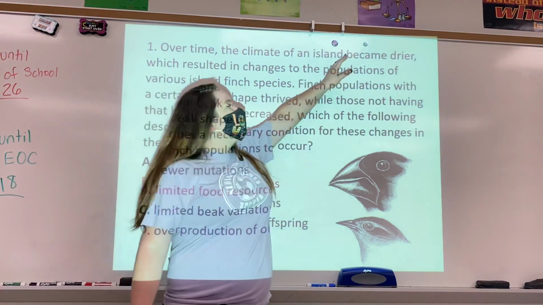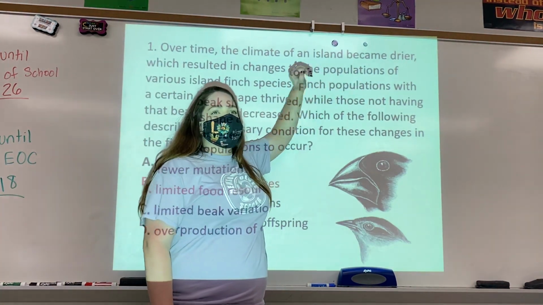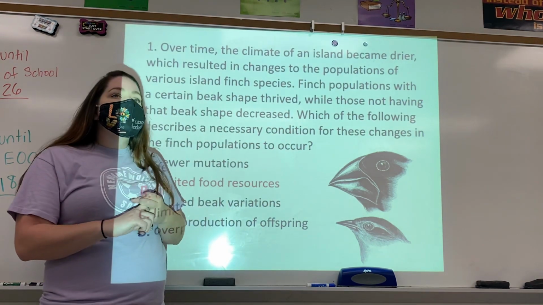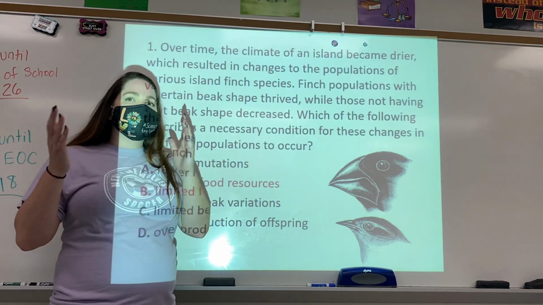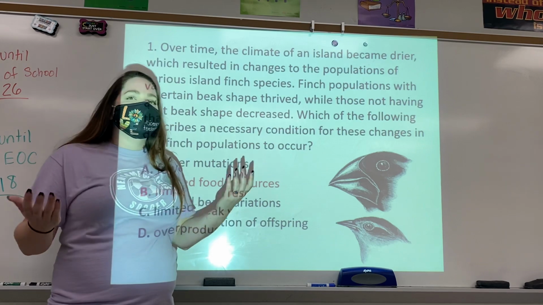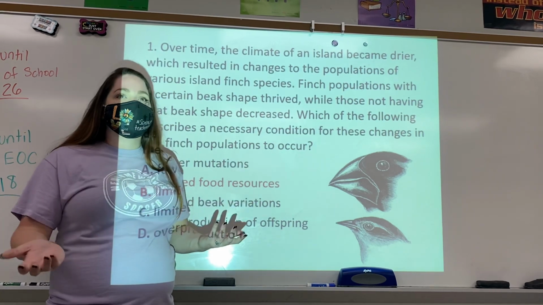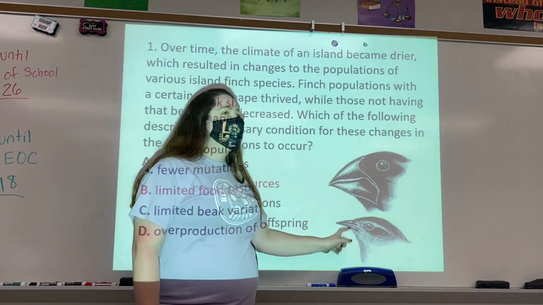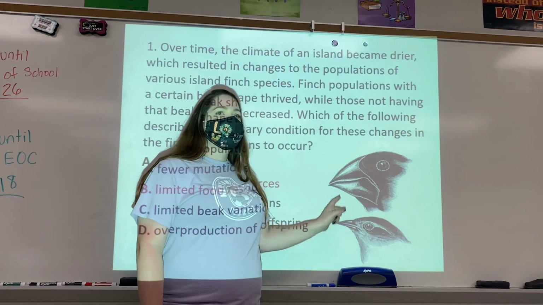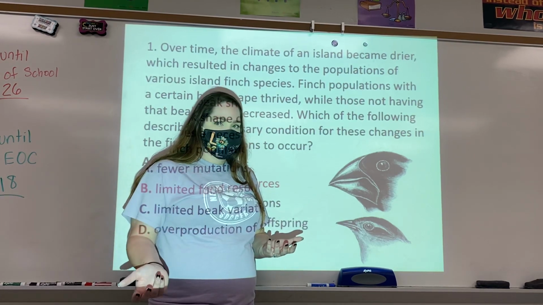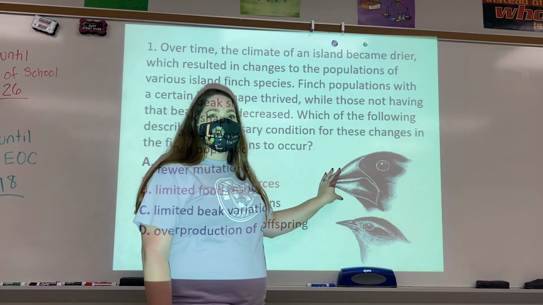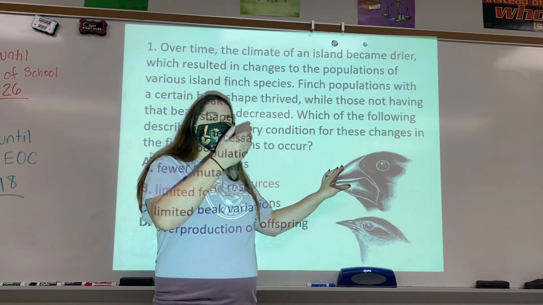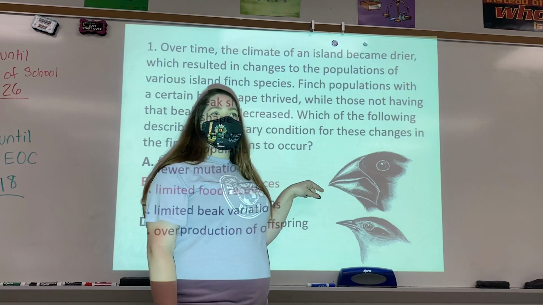So if your island is becoming drier, what type of food are you going to have more available? Your drier food is going to be more available. So your nuts and your seeds are going to be more available, and your fruits and your insects are not going to be as available as if you had a good amount of rain. Okay? So if you have more nuts and seeds available, which of these two beak structures is going to be able to survive better? The top one is going to survive more, because this beak structure is meant to open very tough, hard nuts and seeds. So these birds are going to be fine.